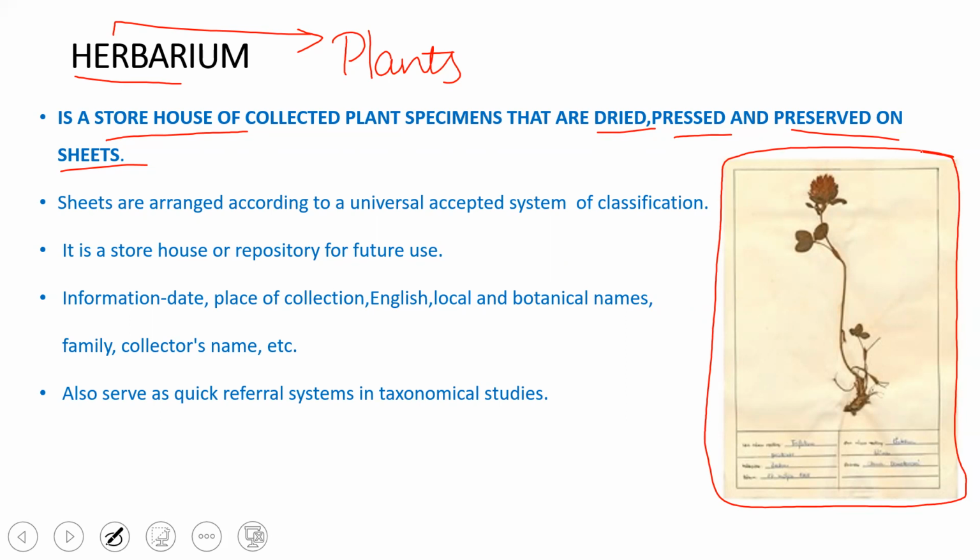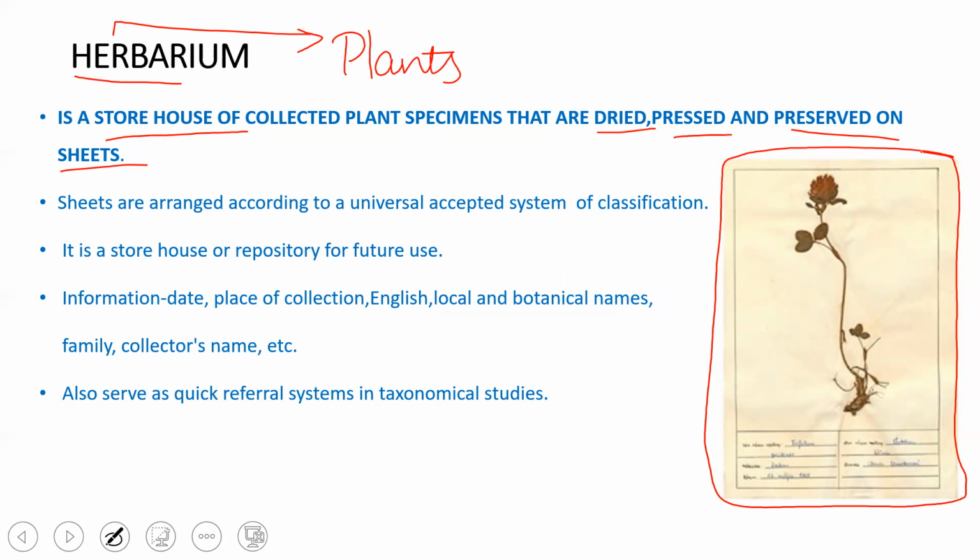So you need to identify this plant specimen. What do you do? You first collect the plant specimen, and then they are dried. Drying in the sense they are sun dried, or they may be using a machine called a dryer, or they may be pressed between sheets of paper, or pressed in between books, or using a pressing machine, and then later they are preserved on these sheets.